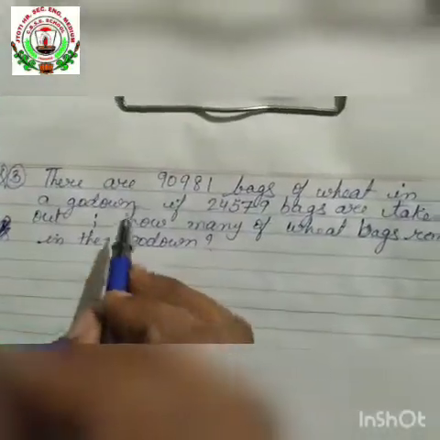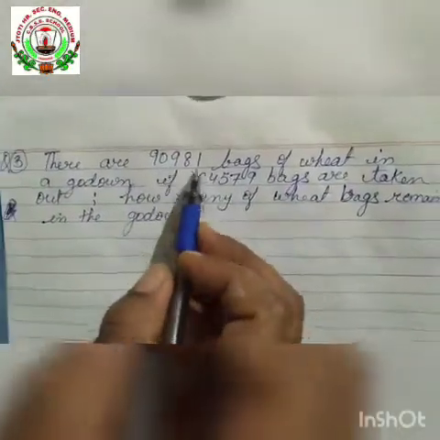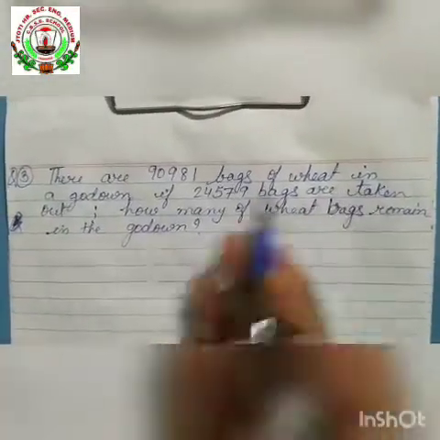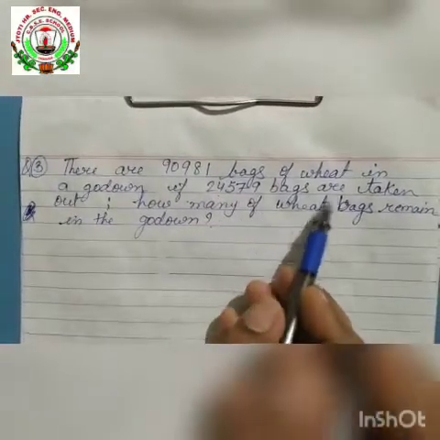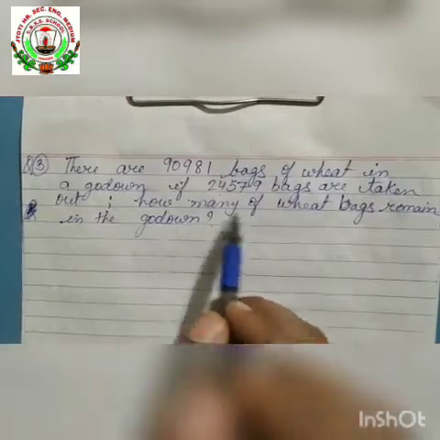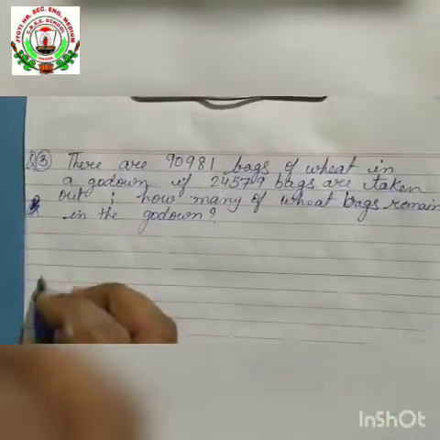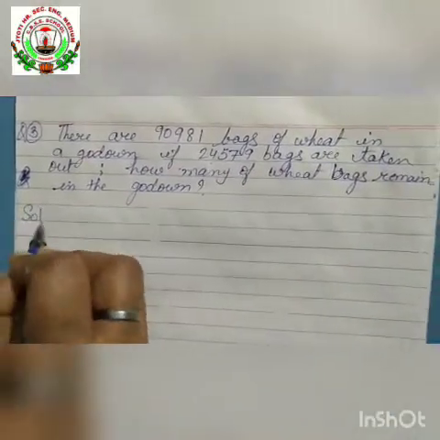Now next we will see question number 3. There are 90,981 bags of wheat in a godown. If 24,579 bags are taken out, how many wheat bags remain in the godown? So we will write the solution.